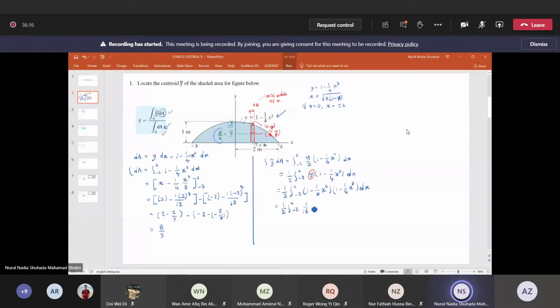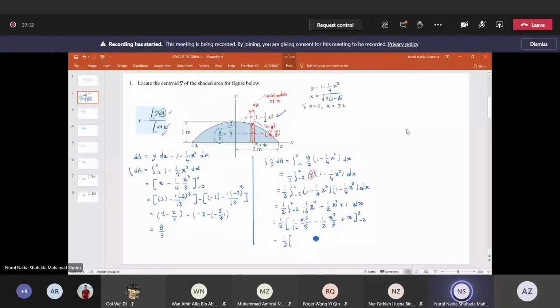So if we integrate this, it will be x to the power of 5 over 5, then minus 1 over 2 times x to the power of 3 divided by 3, plus x. So we solve the one in the bracket. If you solve the one in the bracket, you will get 16 over 15. Okay, so now we already solved the upper part.